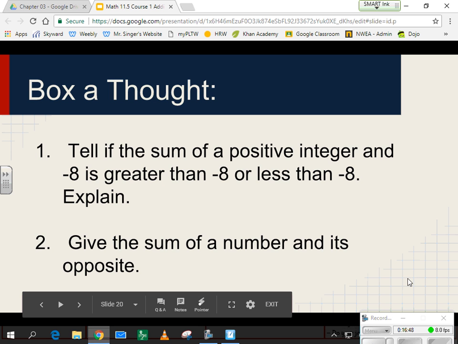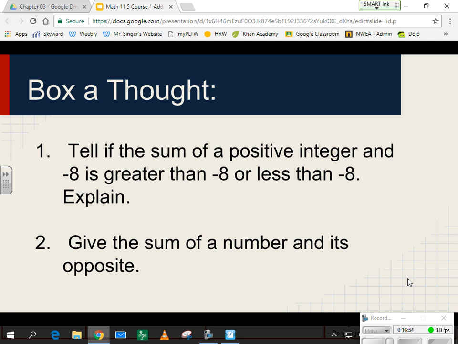All right, a lot to go through today. And they'll get easier as we go. This is the first one with integers, so I want to make sure we're clear about stuff. All right, so box of thought. Tell if the sum of a positive integer and a negative 8 is greater than negative 8 or less than negative 8. If you don't really know, make a problem and see what you get. Explain how you get it. And give the sum of a number and its opposite. Looking at absolute values, basically.